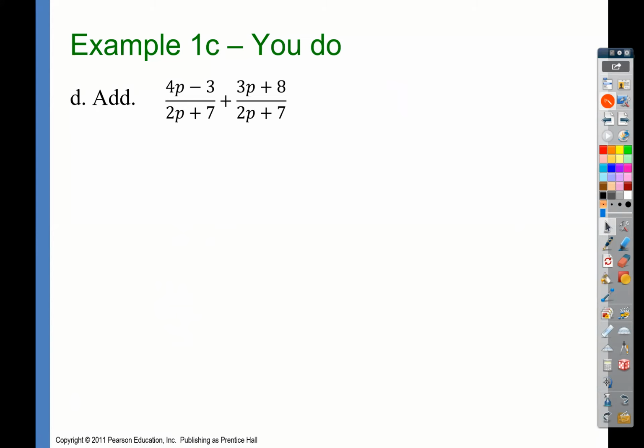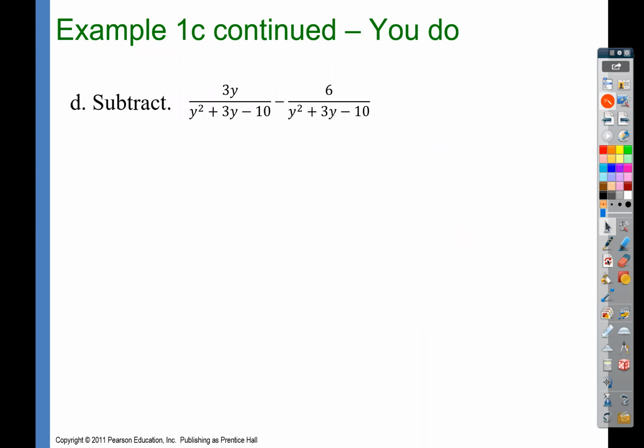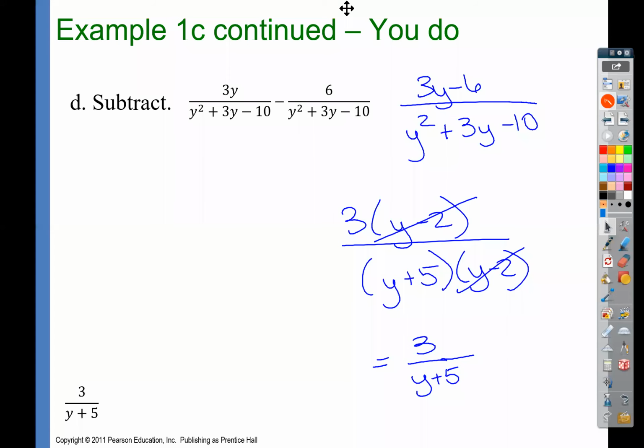So you try this one. You should have gotten 7p plus 5 over 2p plus 7. Here's another one. Go ahead and try that. And you should have gotten 3 over y plus 5.